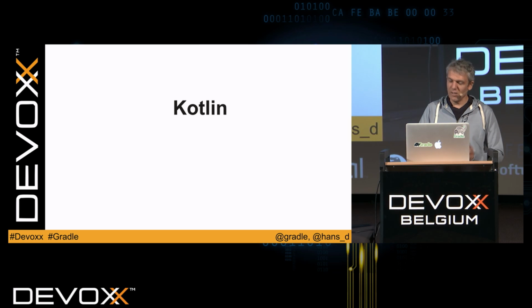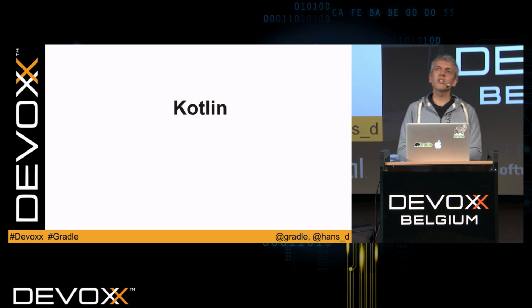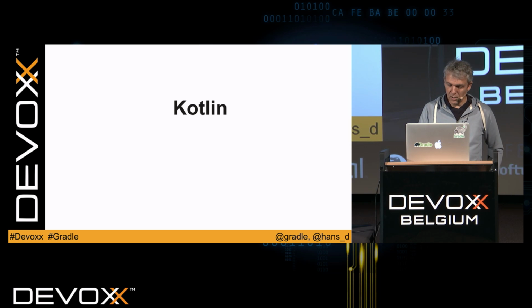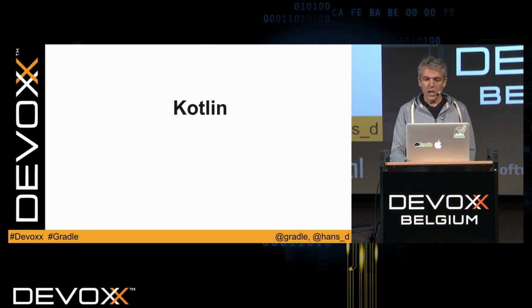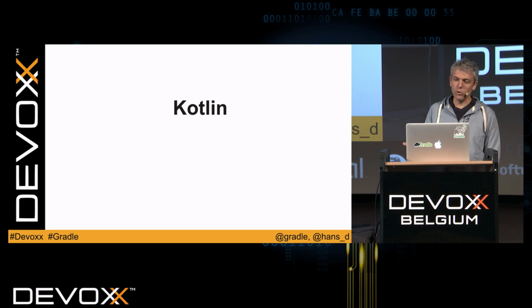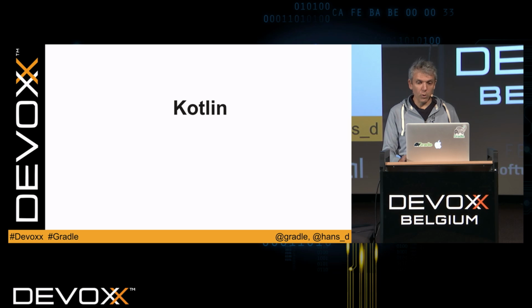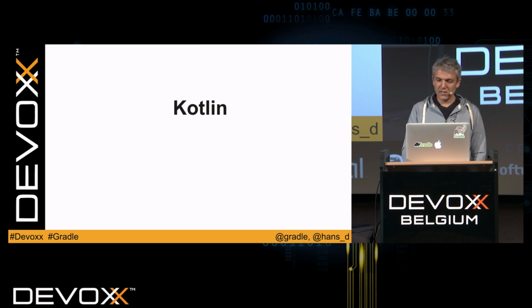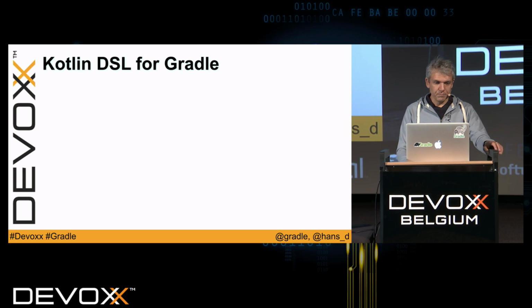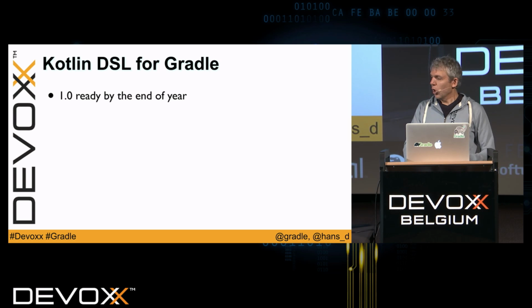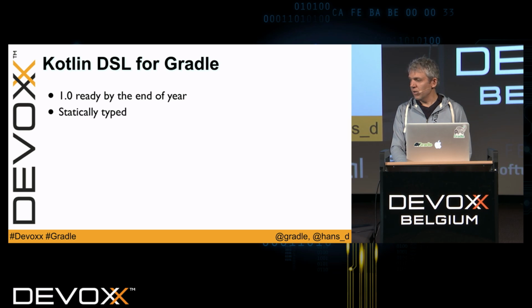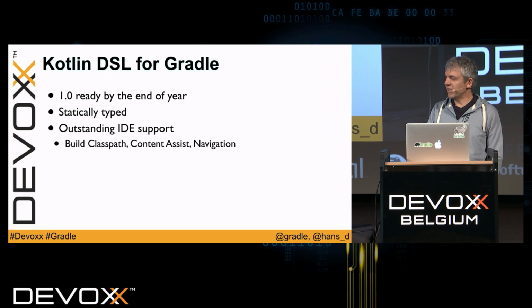It comes with all the, let's say, discrete credentials of JetBrains, and it's also very, very nice for DSLs, right? And we embraced Kotlin as an alternative to Groovy, to scale better when it comes to ease of use for developers because of IDE support, and maintainability by the build masters because of navigation within the build logic, and for performance reasons. So 1.0 of the Kotlin DSL will be ready by the end of the year, fully statically typed, outstanding IDE support.